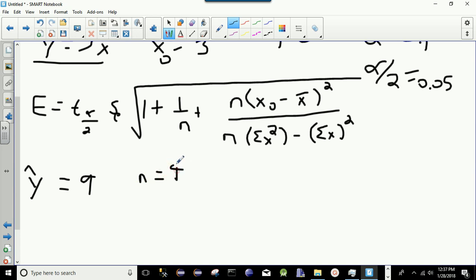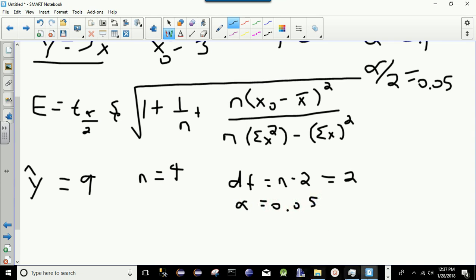Now, the degrees of freedom would be n minus 2 because you have x, y paired data. So you have two variables, and you have a matched pair. So the degrees of freedom would be 2, and alpha is equal to 0.05.